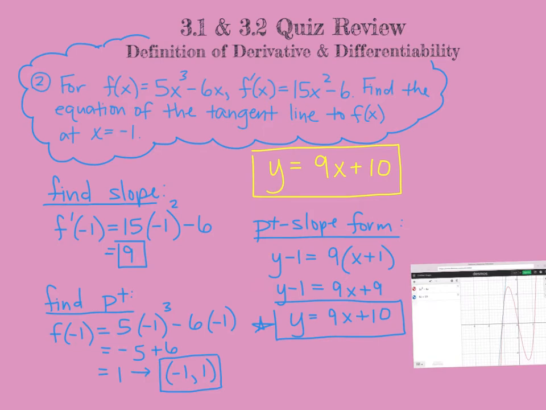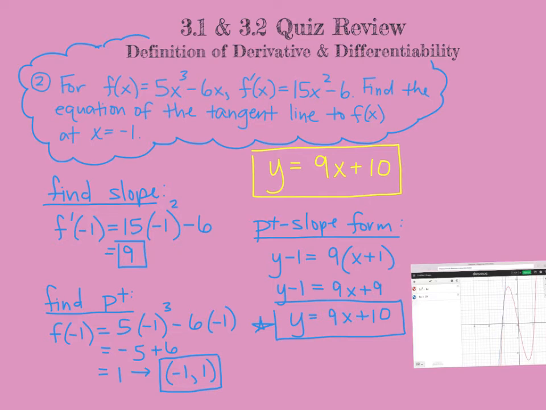For problem number 2, we're asked to find the equation of a tangent line. Our solution ends up being 9x plus 10. We are given the function and actually the equation of its derivative, so we don't have to do any calculus here. It's all algebra. We just have calculus understanding, meaning that we understand that f prime gives us the slope at an exact point, or the instantaneous rate of change.